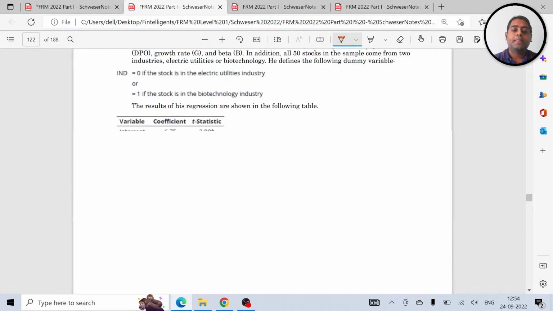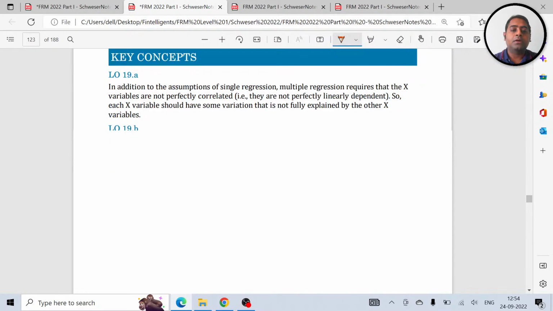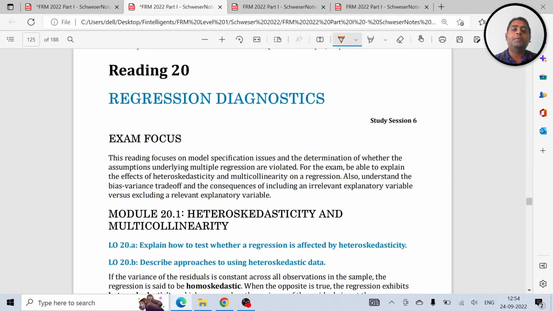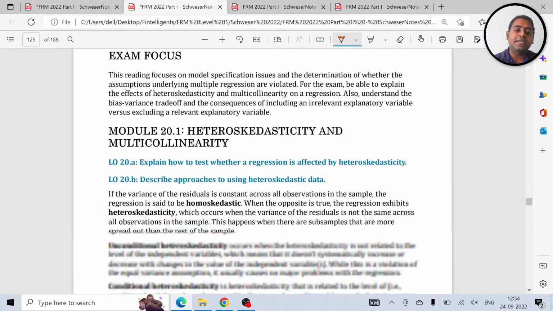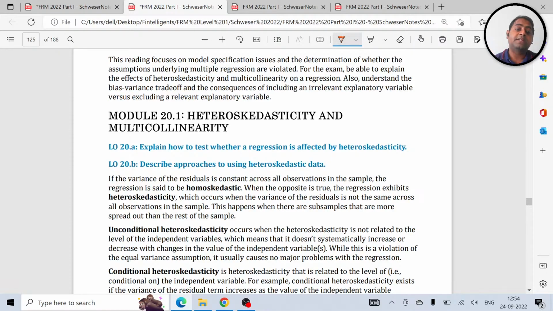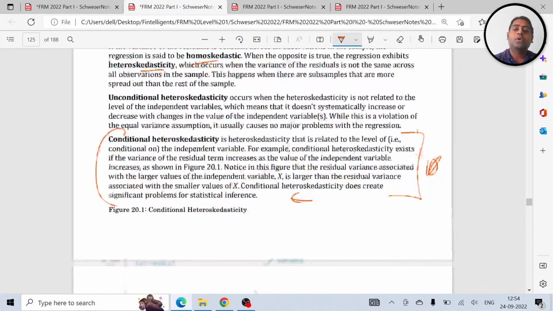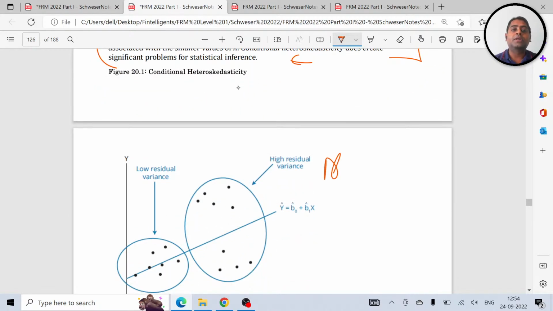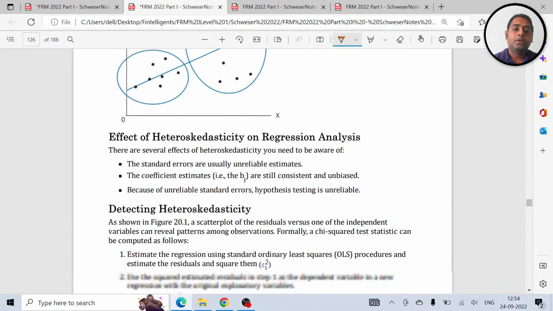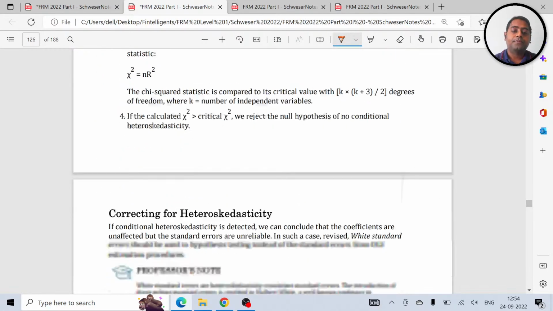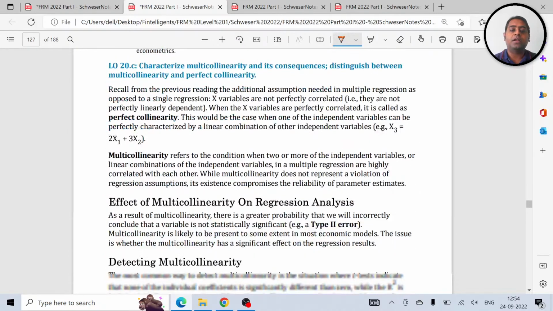Next, let us go towards the next chapter, which is regression diagnostics, marking the entire chapter as important. Why? Because heteroscedasticity is tested in the exam. Heteroscedasticity is heavily tested in the exam. Conditional heteroscedasticity, you should know what is hetero and homoscedasticity. This paragraph is important. This diagram is important because they might show you a diagram and ask which model you will choose, like that. Effect of heteroscedasticity is important. Moving further, correcting heteroscedasticity is not important.